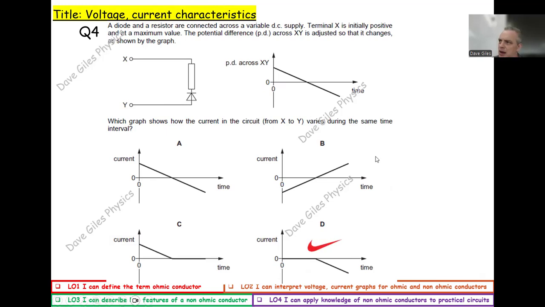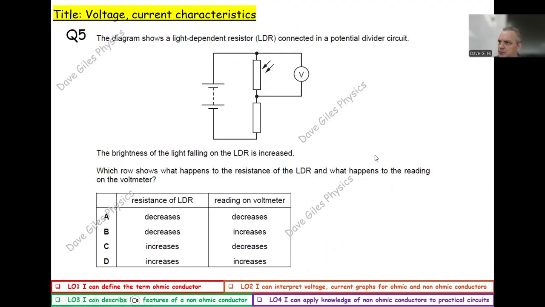And lastly, I'll say penultimately, one more after this. The diagram shows a light-dependent resistor connected in a potential divider circuit. The brightness of the light falling on the LDR is increased. Which row shows what happens to the resistance of the LDR and what happens to the reading on the voltmeter?